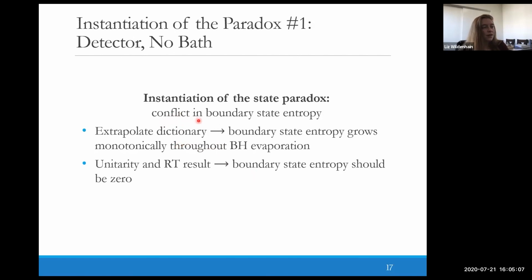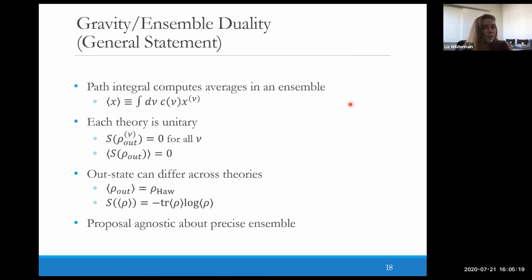So this conflict appears in the boundary state entropy. This is the example of the paradox in this particular setting. And so we argue that this problem is resolved if we assume gravity ensemble duality. The general statement of gravity ensemble duality is that the path integral is computing averages in an ensemble, where an average is defined like so, where the index nu indexes the theories, and C is just some appropriate weighting.